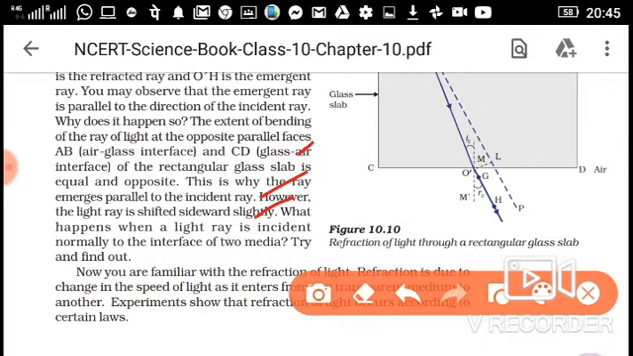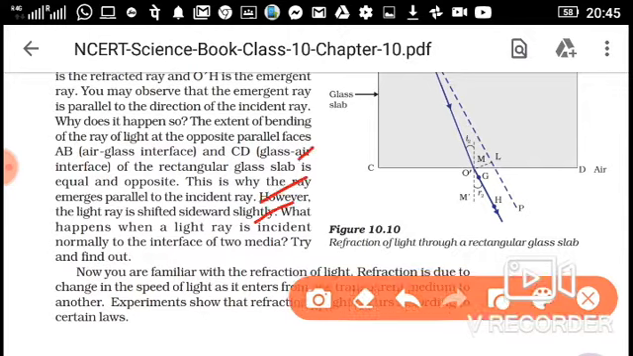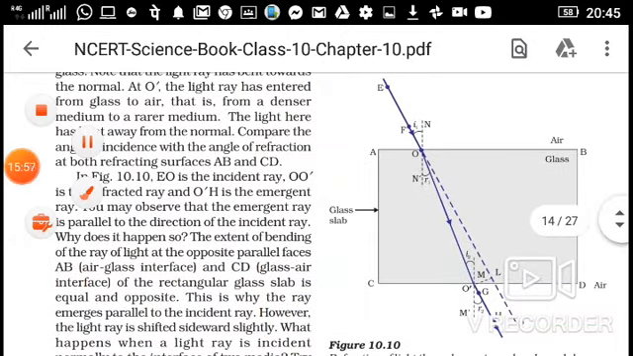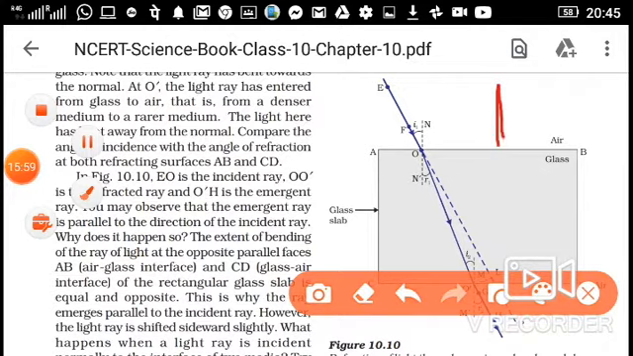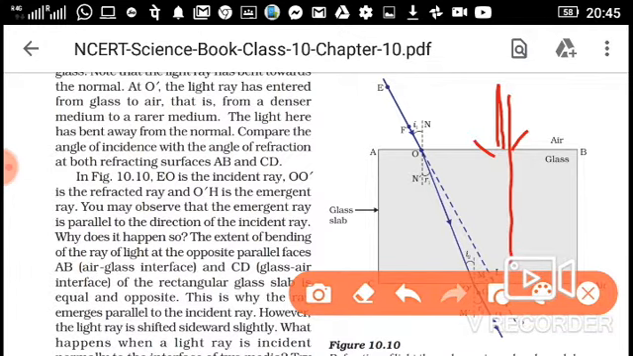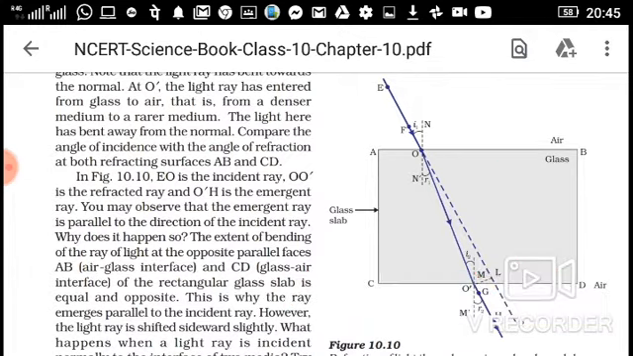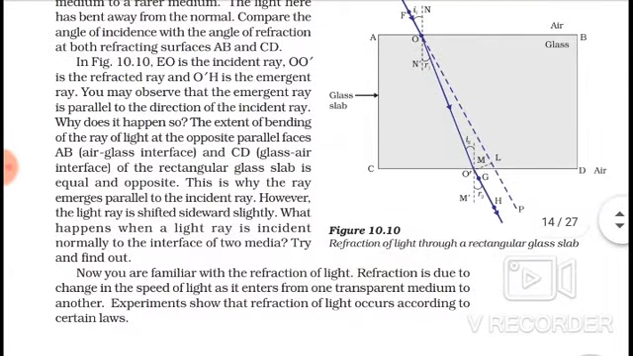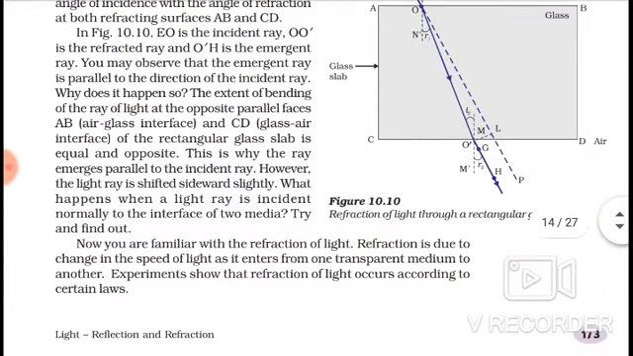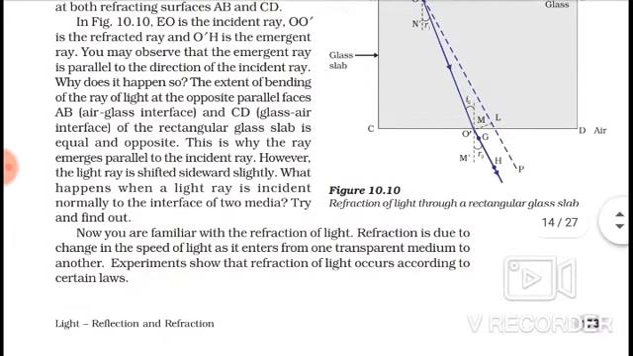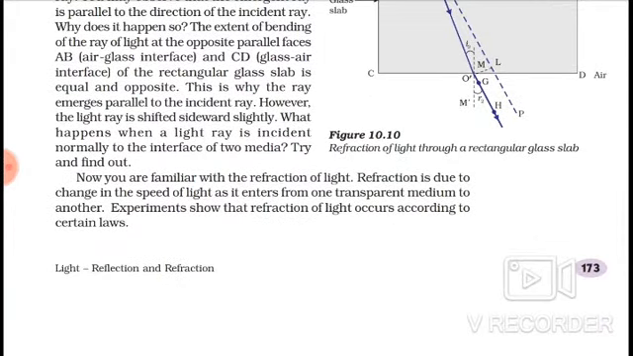What happens when a light ray is incident normally at the interface of two media? Try and find out. Suppose there is a light ray, and if it falls at a 90-degree angle, then what happens? Then you see what happens when a light ray is incident normally at the interface of two media. Try and find out.